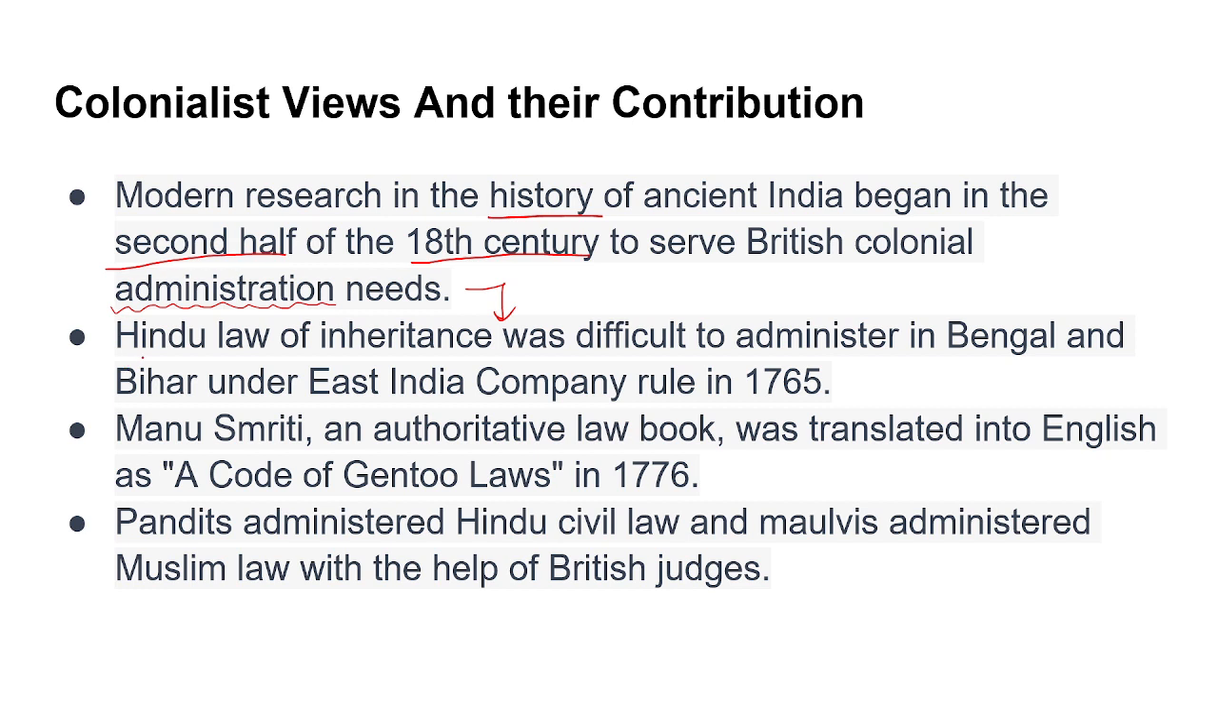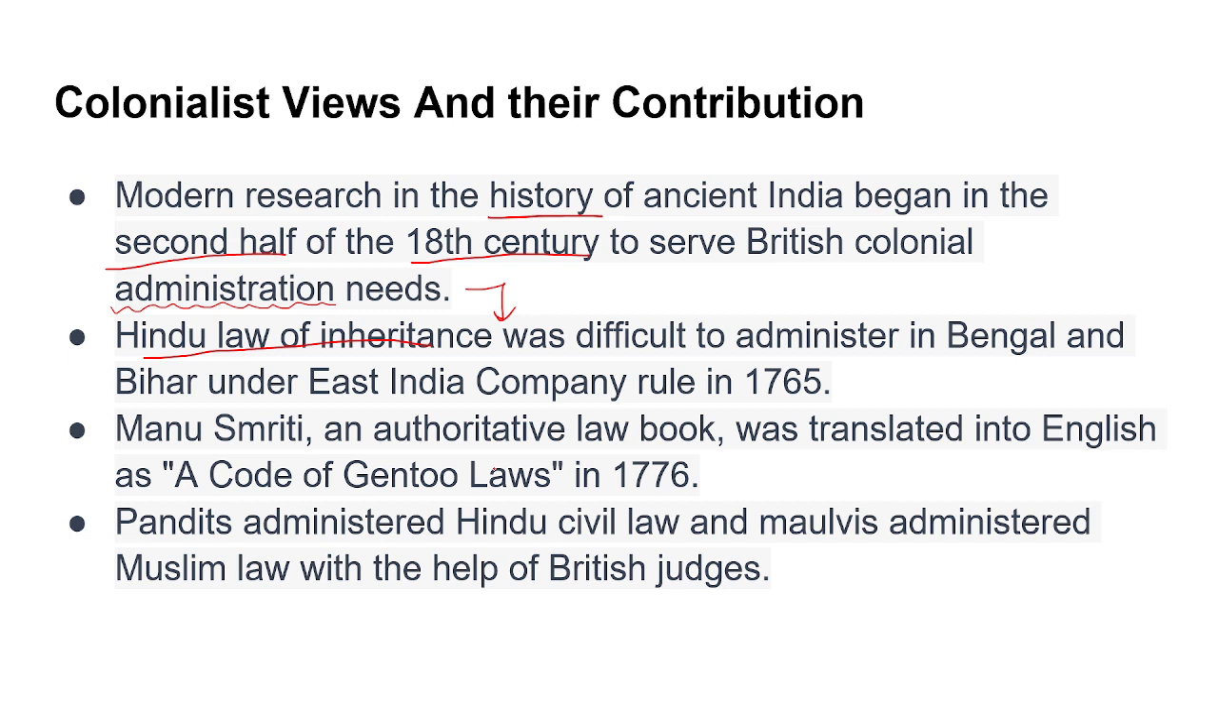So what happened was the Hindu law of inheritance. The Hindu law of inheritance was very difficult to administer in Bengal and Bihar under the East India Company rule in 1765. So we see that there was this administrative law book by Manu Smriti, right? It was by Manu, and it was translated into English as a Code of Gentoo Laws in 1776.